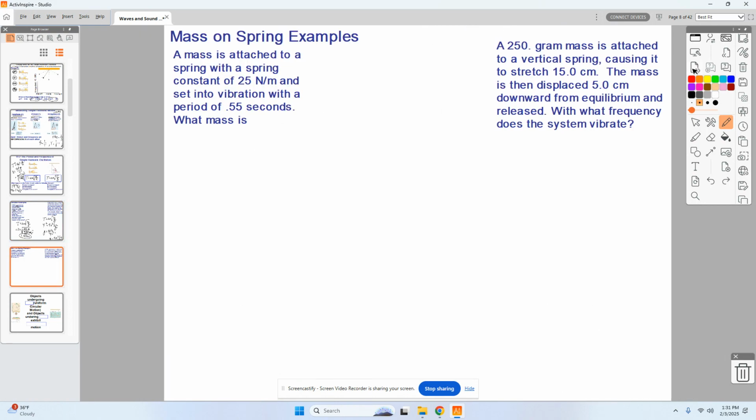A mass is attached to a spring with a spring constant of 25 newtons per meter and set into vibration with a period of 0.55 seconds. What mass is, and again, I apologize that this didn't all make it on there, what mass is attached. Okay, so again, using period equations, start with the equation.